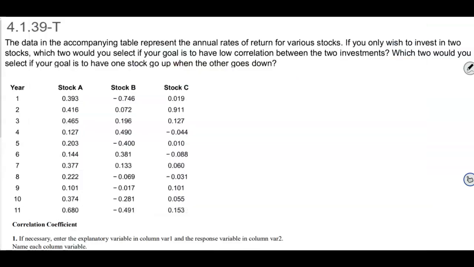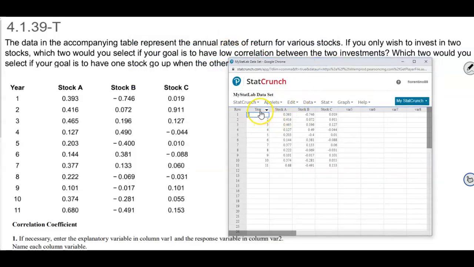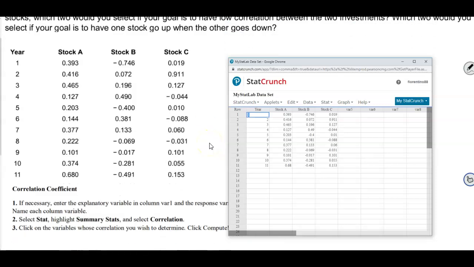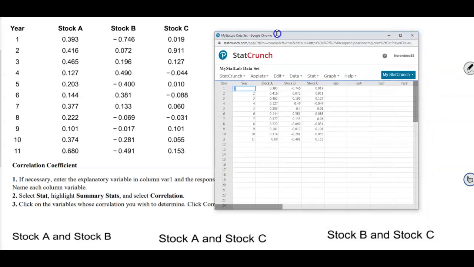Now that the data is in StatCrunch, I'm going to view that table up here. What you notice is that the first column represents the year. The second column is stock A. The third column is stock B. And the last column is stock C. So what we want to find out is the correlation coefficient between stock A and stock B, then between stock A and stock C, and then between stock B and stock C, and then compare them.